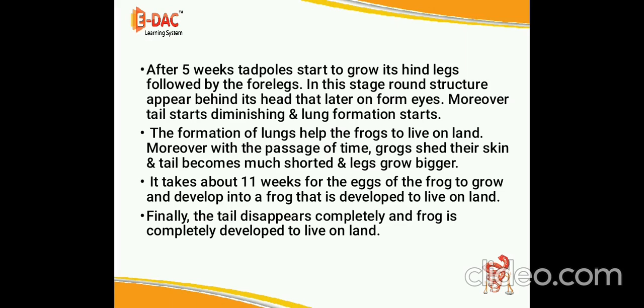Moreover, with the passage of time, frogs shed their skin, the tail becomes much shorter and the legs grow bigger. It takes about 11 weeks for the eggs of the frog to grow and develop into a frog that is developed to live on land. Finally, the tail disappears completely and the frog is completely developed to live on land.